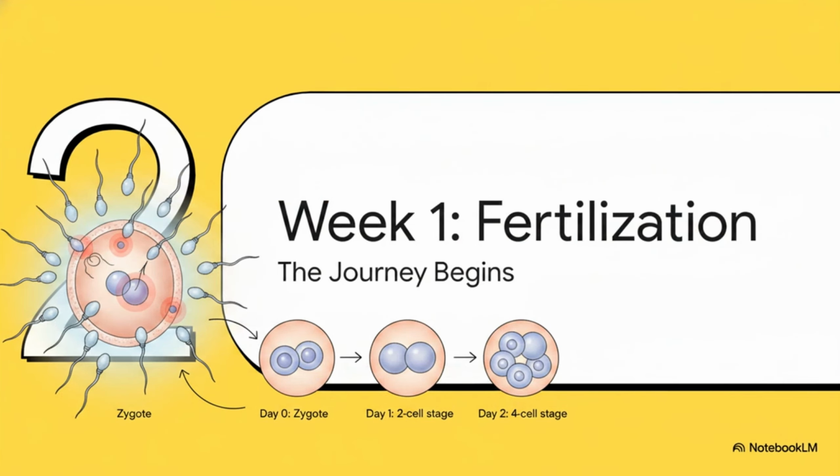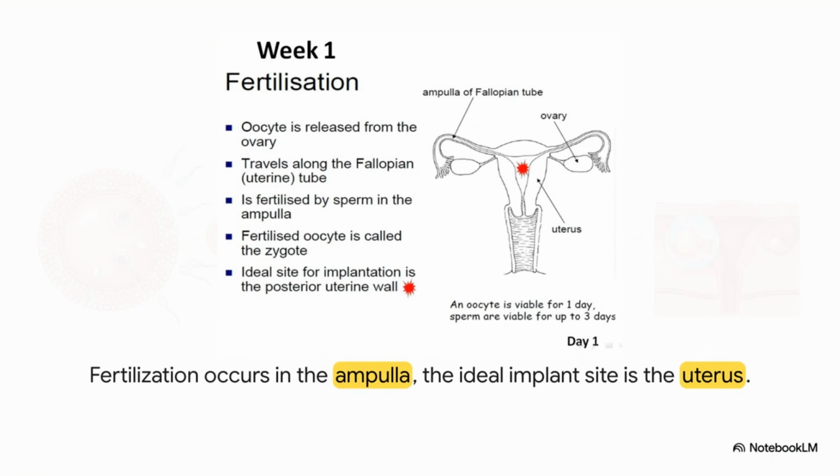And here we are, day 0. This is the moment it all kicks off, fertilization. This single event is basically the starting gun for this incredible developmental race that we're about to follow. Now, this diagram is great because it highlights the crucial geography of these early events. So, after the oocyte is released, it travels to a very specific part of the fallopian tube called the ampulla, and that's where fertilization almost always happens. The brand new zygote then begins its journey to the uterus, and its target is the posterior wall, which is the best spot for implantation.